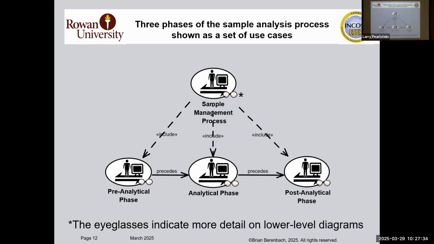So if you look at it from the point of view of the test tube, the life of the test tube, this is the pre-analytical phase, the analytical phase, and the post-analytical phase. And we're talking here about the sample management process, because there's a lot of work that goes on before the measurements are taken, and then there's a lot of work that goes on after the measurements are taken.